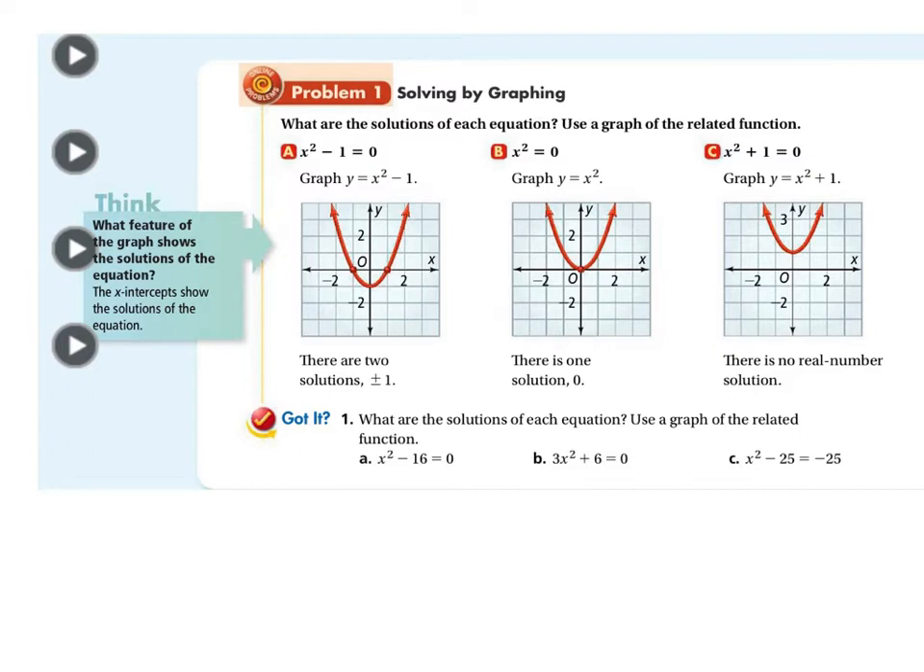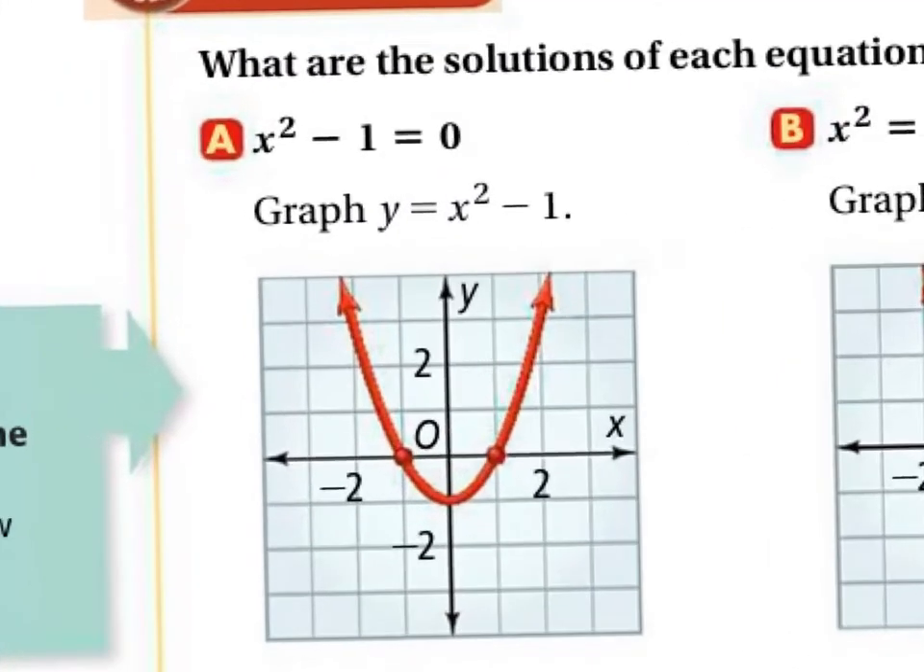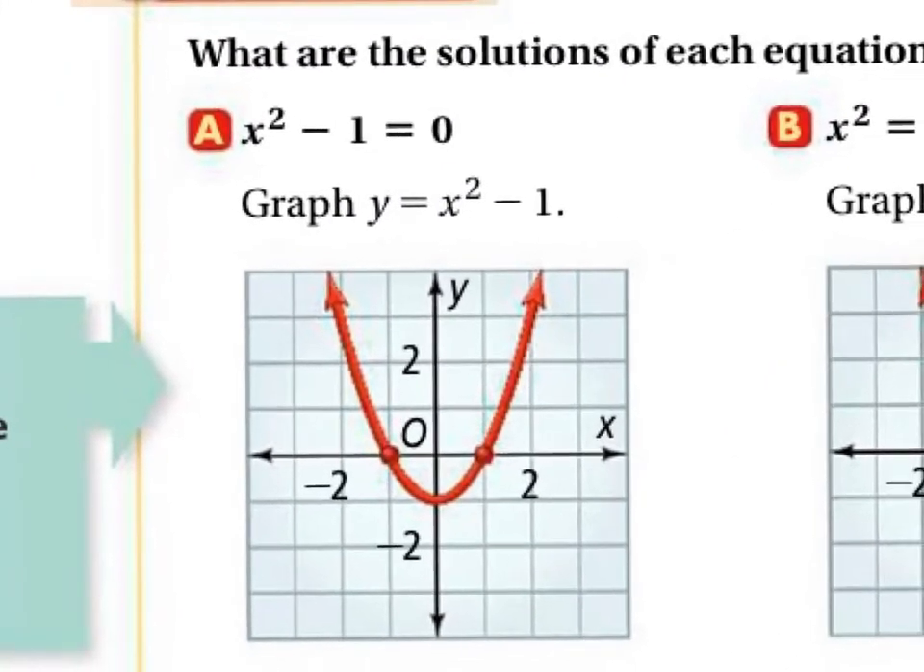If you look at problem 1, they're asking what are the solutions of each of these equations, using a graph of the related function. For part A, they want us to find the solutions of x squared minus 1 equals 0. So they're graphing y equals x squared minus 1. For our equation, we had a 0 and replaced it with a y. We want to see where y equals 0. In other words, we want to find our x-intercepts.